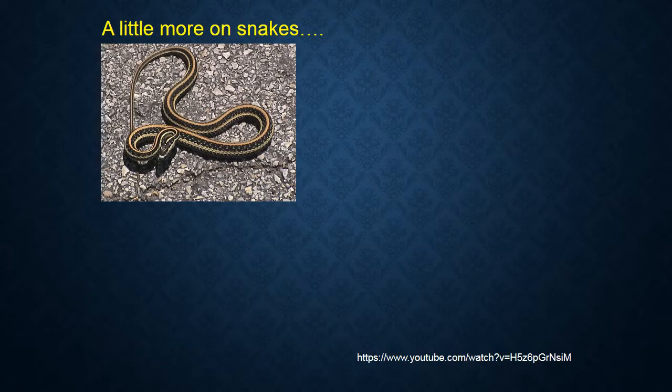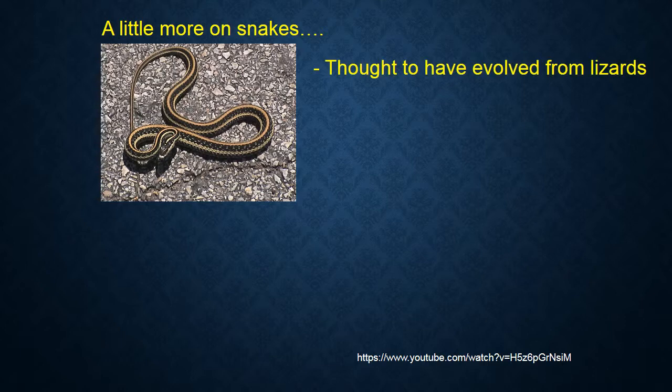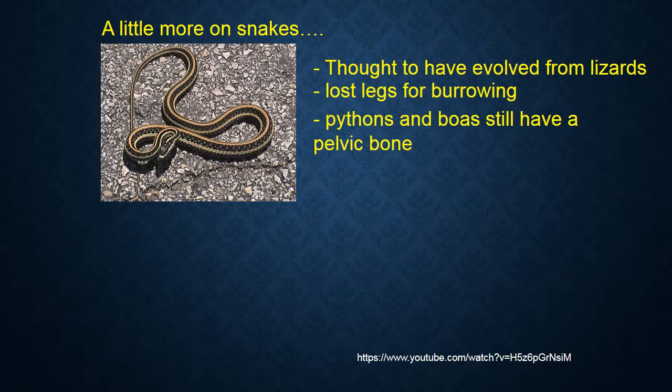Okay, let's talk just a little bit more about snakes, and I do have a video if you'd like to watch this one. You don't have to, but it's just kind of neat. So snakes, according to the theory of macroevolution, were thought to have evolved from lizards. And so that would imply then that they lost their legs for burrowing. And some of the evidence for that is certain snakes, like pythons and boas, still have a pelvic bone present, even though they do not have the legs for burrowing anymore.